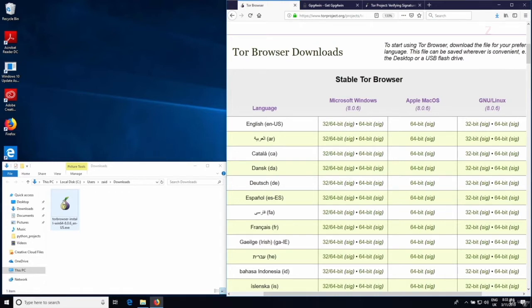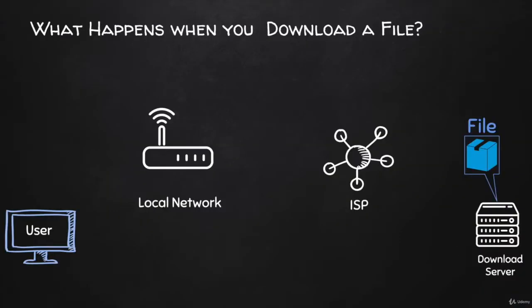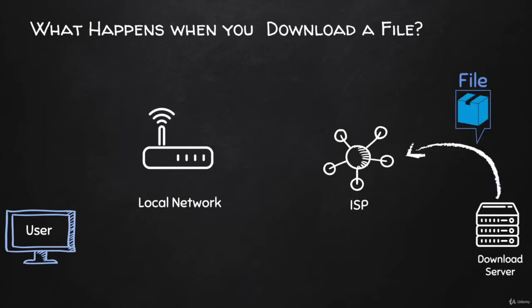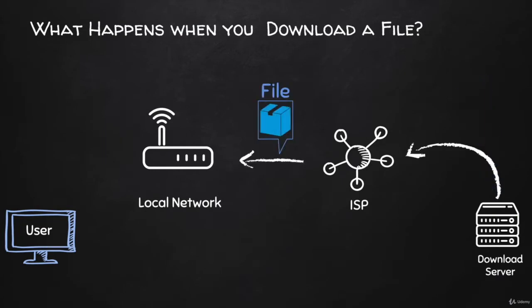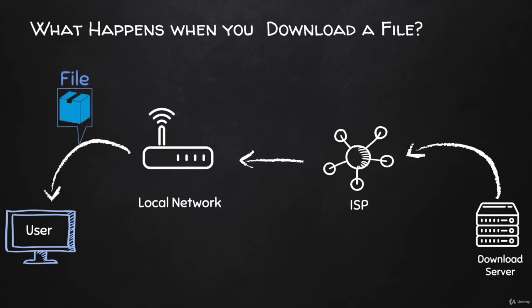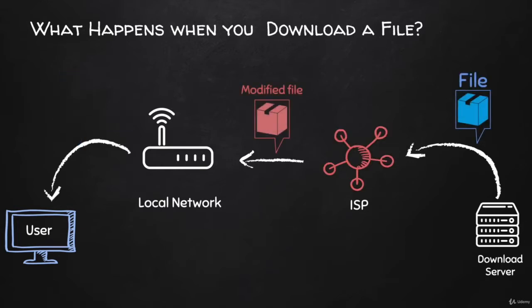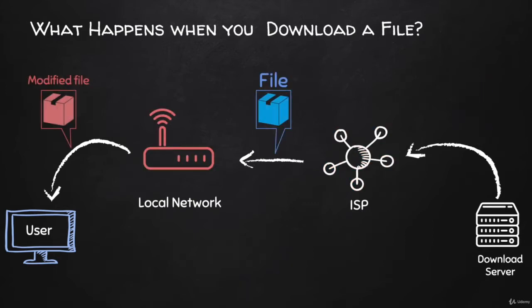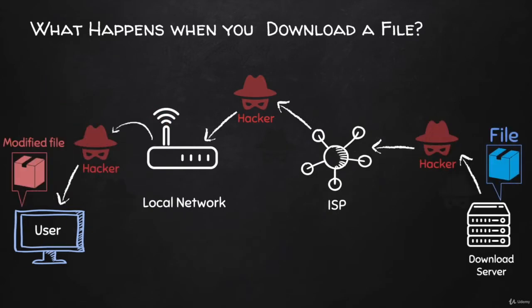But before doing that, it's a very good idea to verify that the file we downloaded here did not get modified as it was being downloaded. Because when you download something from the internet, it passes through a number of nodes in which it can be modified. So it can be modified by your internet service provider, it can be modified by your network administrator, and it can even be modified by hackers who manage to intercept the connection.